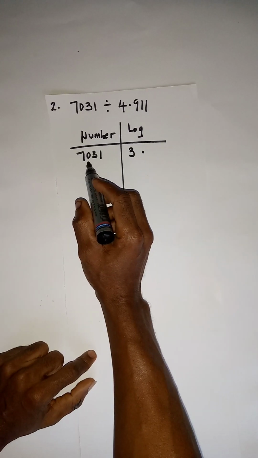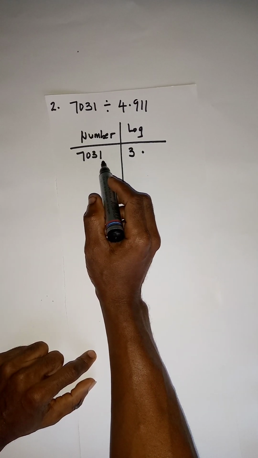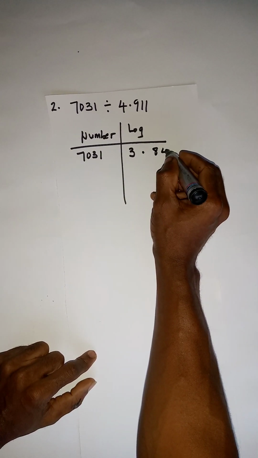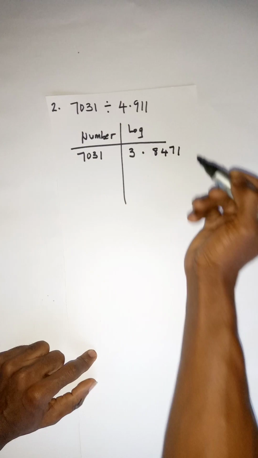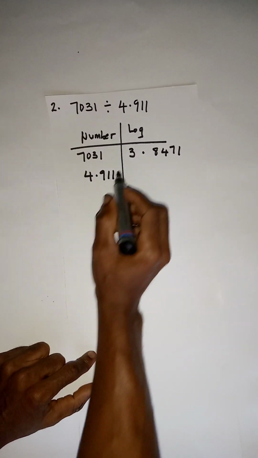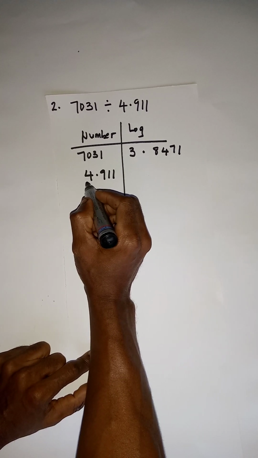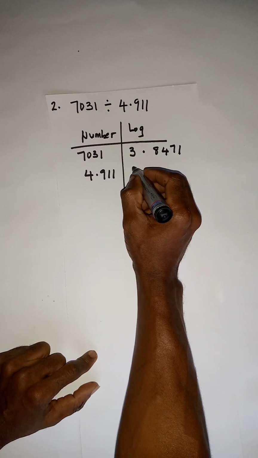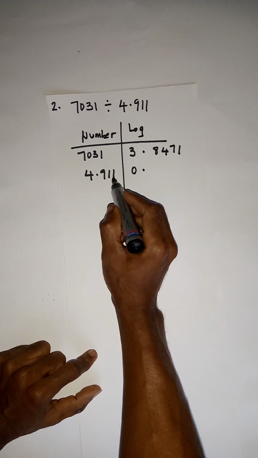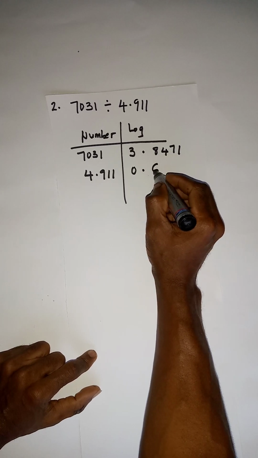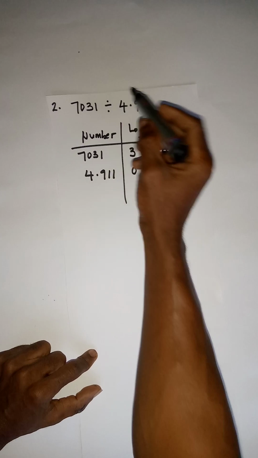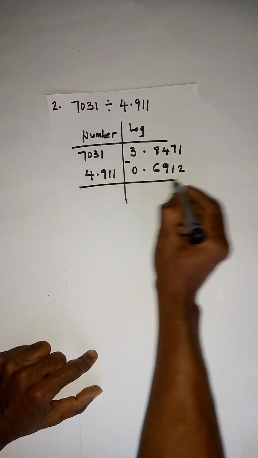What's the logarithm of 70 under 3 difference 1? If you check it very well, you're going to have 8471. And the logarithm of 4.911, we have just a single number, so 1 minus 1, we have 0 point. The logarithm of 49 under 1 difference 1, we're going to have 6912. Remember we said if you have division, you subtract. So let's quickly do that.